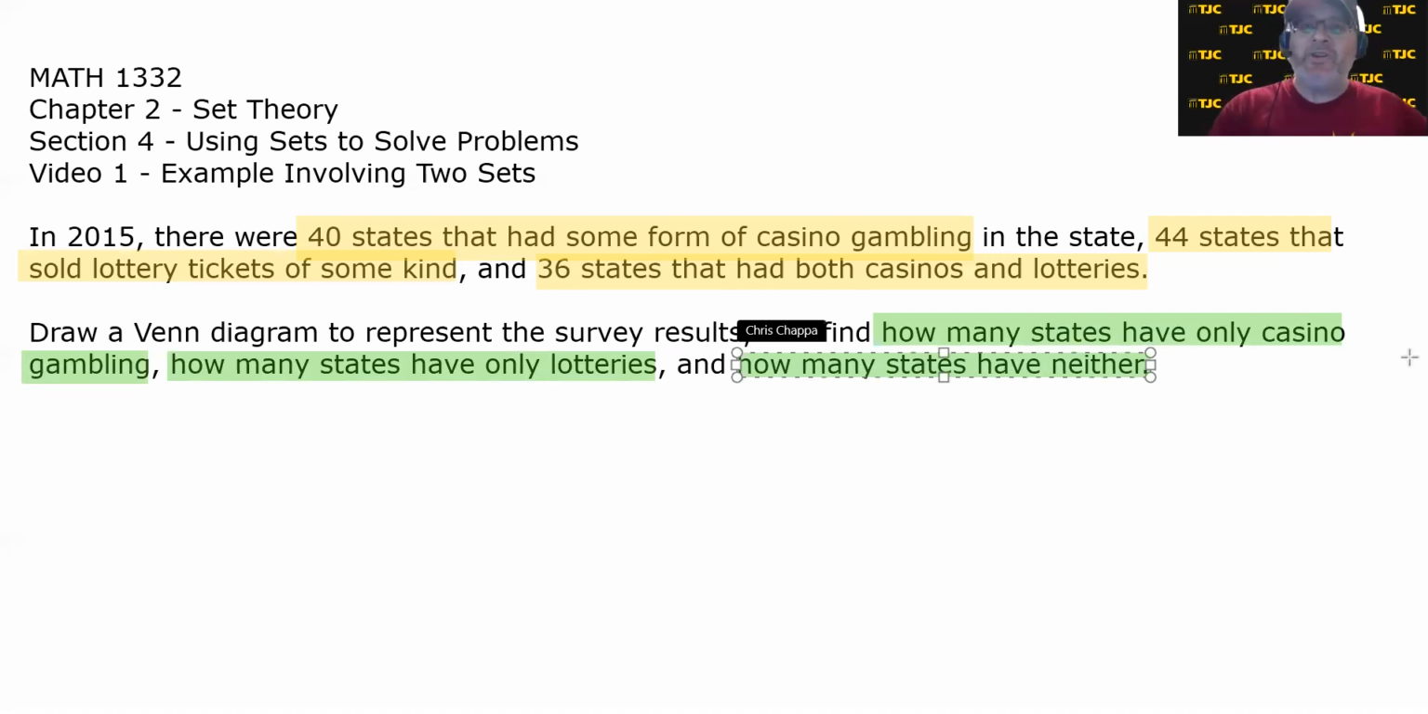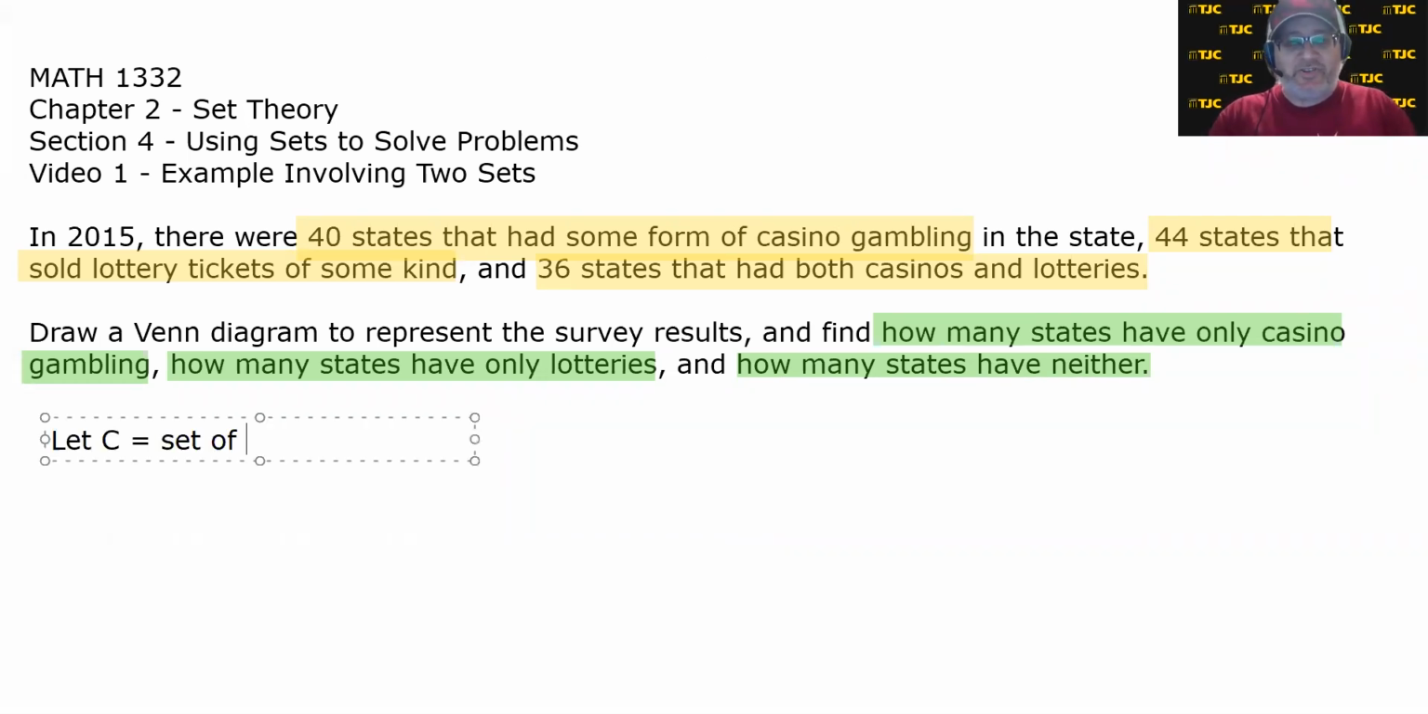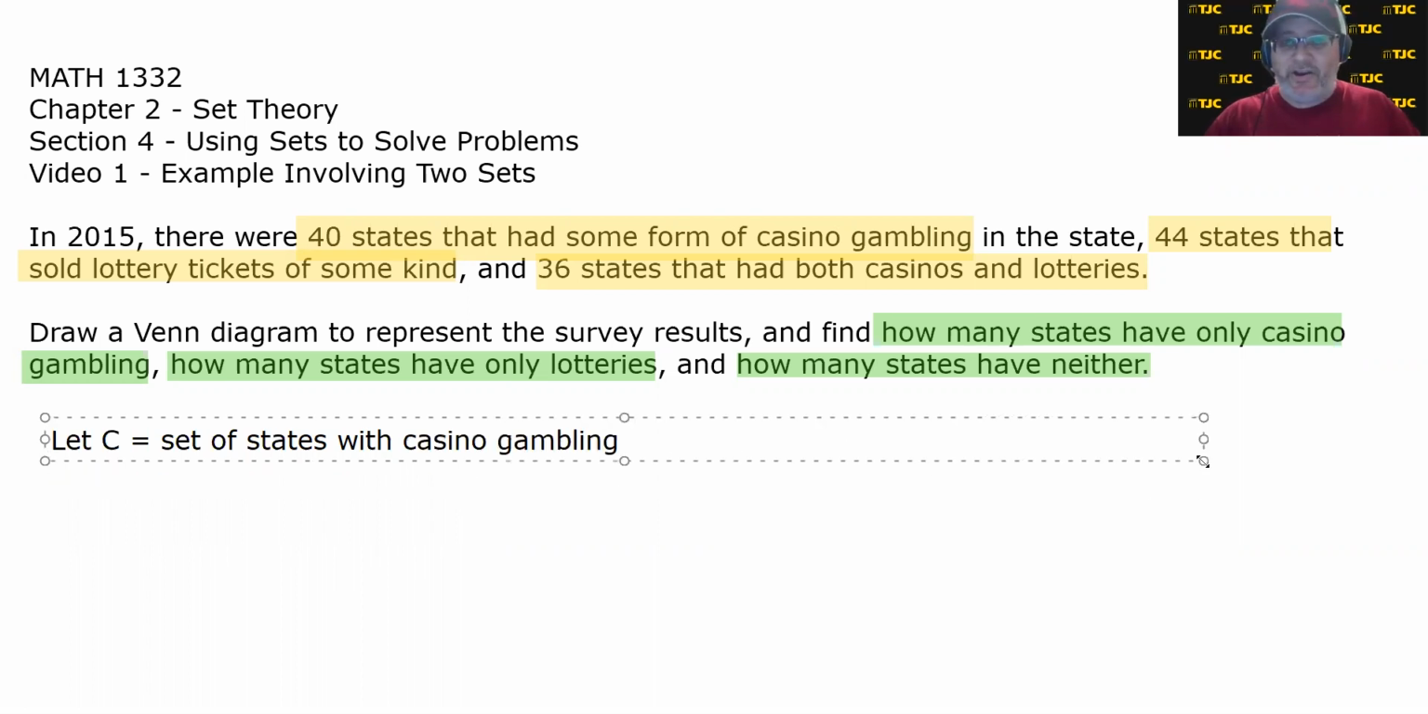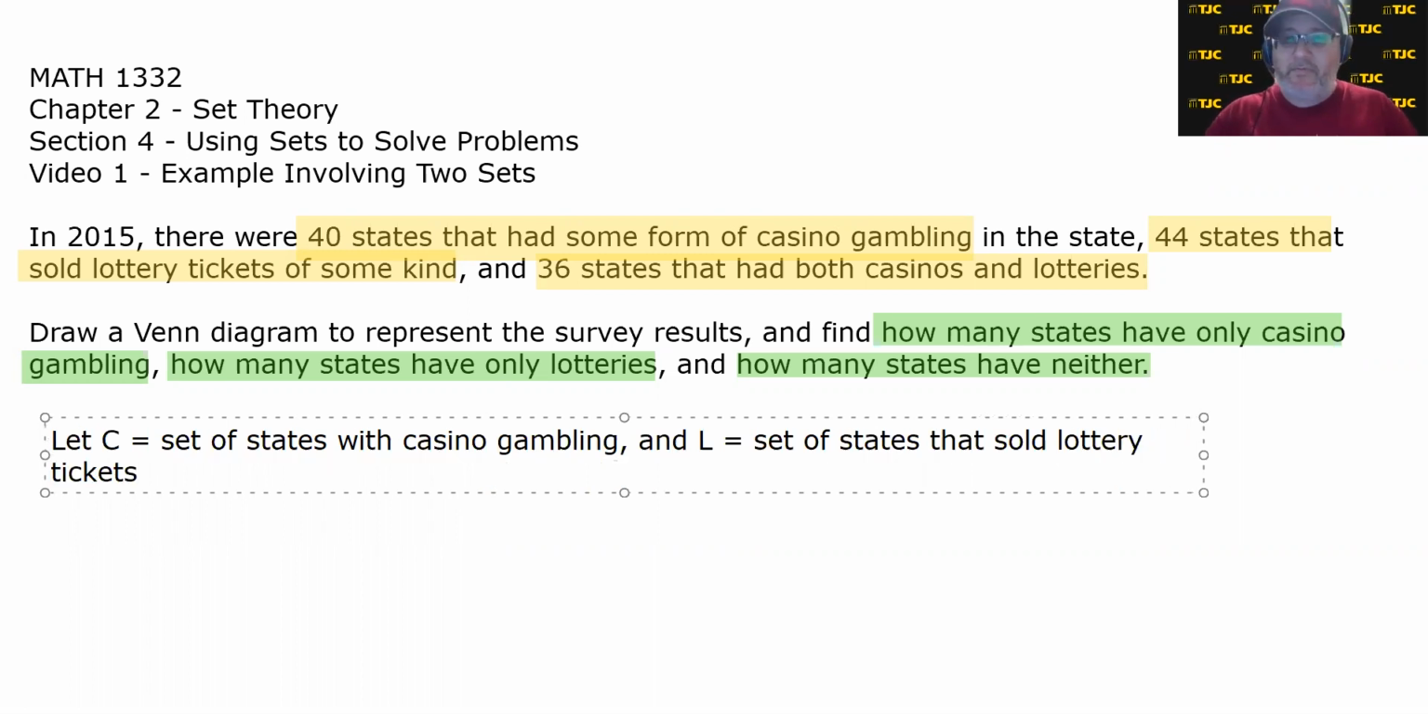All right, well, let's organize all the information that we're given. Let's say that the states who have casino gambling is C. Let's let capital C be the set of states with casino gambling. And I guess capital L is a good letter for the set of states that sold lottery tickets.